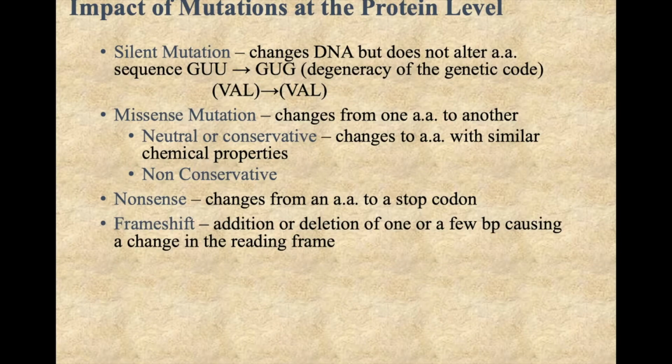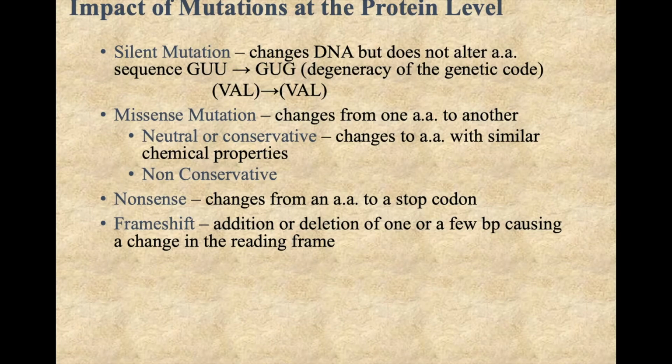Now, we've mentioned frame shift mutations a couple times. This is when an indel mutation of one or a few base pairs causes a change in the reading frame. Now, if it's in a multiple of 3, then the insertion deletion frame shift will be very short. Only the amino acid before and the amino acid after, the codon before and the codon after the indel, will be impacted, and then we'll be back on track after that.